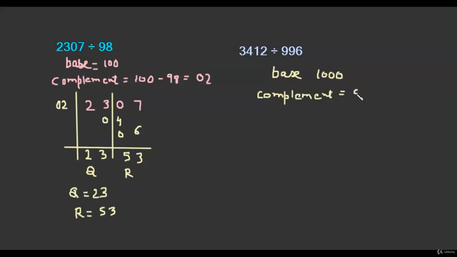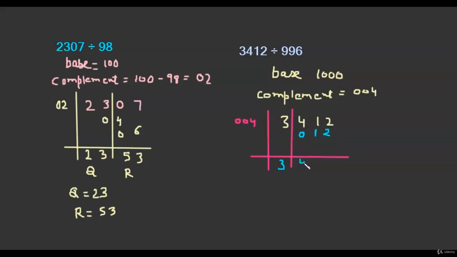Now complement will be 004. The difference of 1000 and 996 is 004. Because the divisor is a 3-digit number and the base is 1000, this time we have to separate the last 3 digits. For the divisor, we bring the first digit as it is, 3, and then we multiply 3 by the complement of the number. This gives us 012. 3 times 4 is 12, so this number becomes 012, and we write below the next 3 dividend numbers.